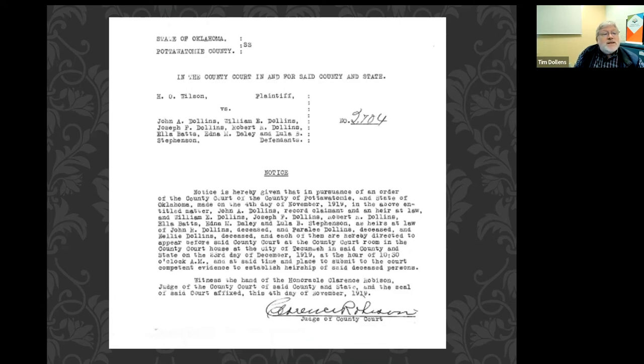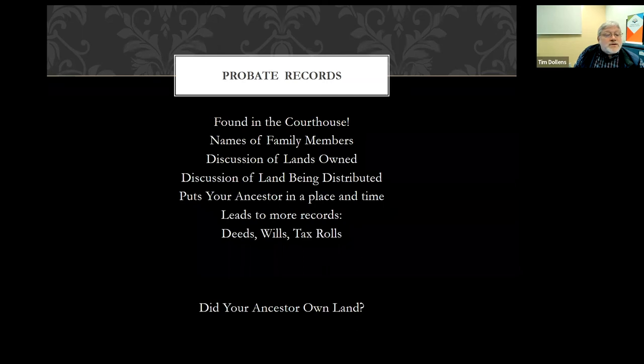But then you also know they died in Pottawatomie County, Oklahoma. So that's where the land is. So that's probably where their cemetery stones are. So that's where you'd look for an obituary or other records on this family. Probate records, again, you're going to find them in the courthouse. They're going to name family members.